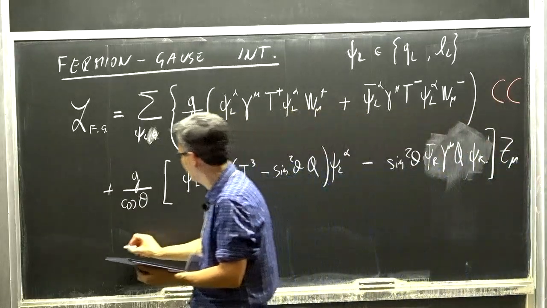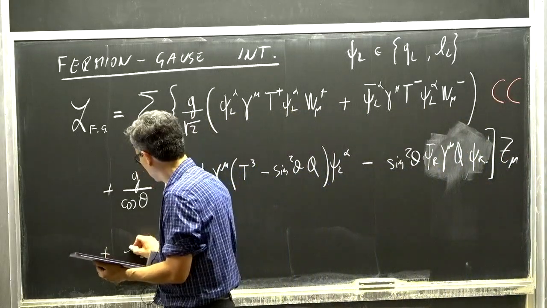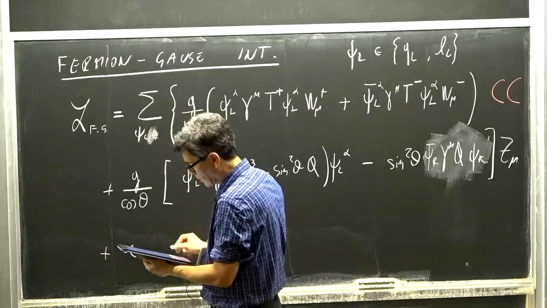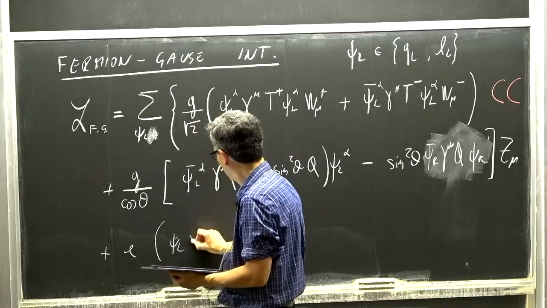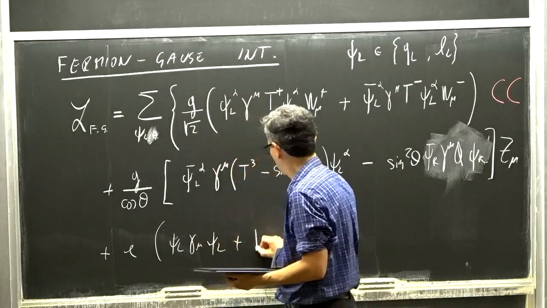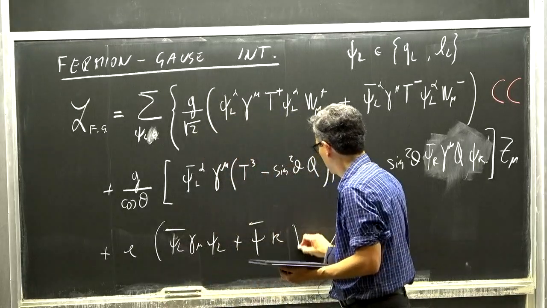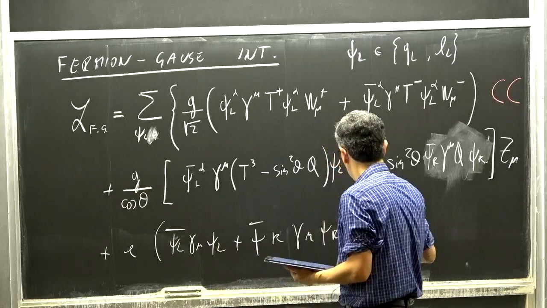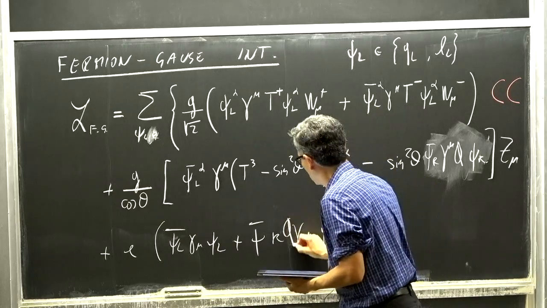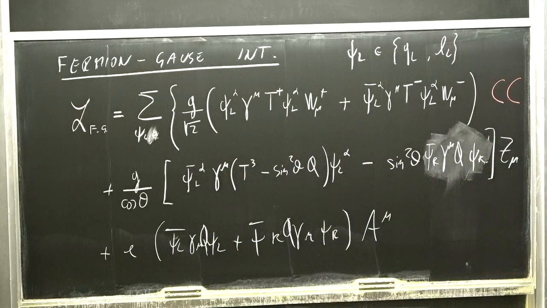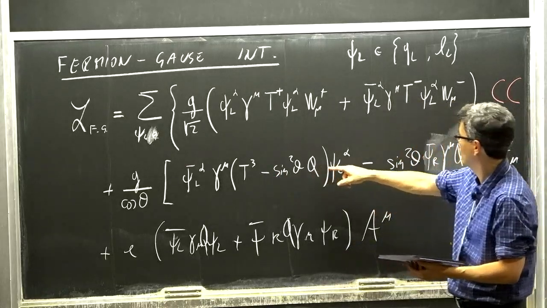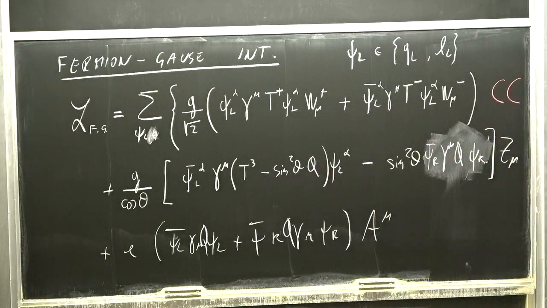And then the electromagnetic, plus e. Now it's going to be, because it's vector-like, well, let's write it: psi bar L gamma mu psi L, plus psi bar R gamma mu psi R, times A mu. And the Q's are inside, okay? In this notation, the T3, of course, acts on the doublet. The Q acts both on the doublet and the singlet.